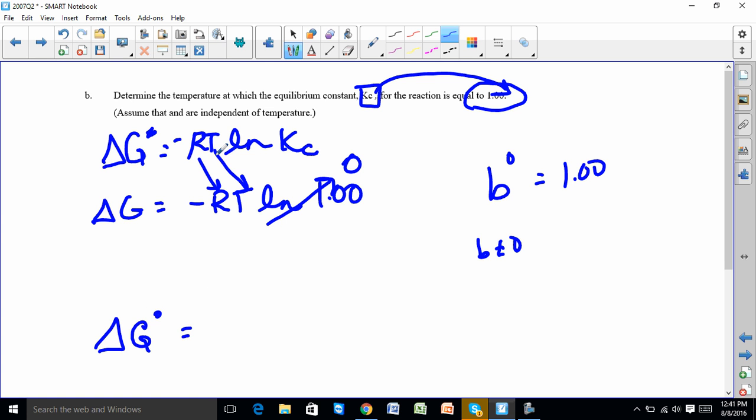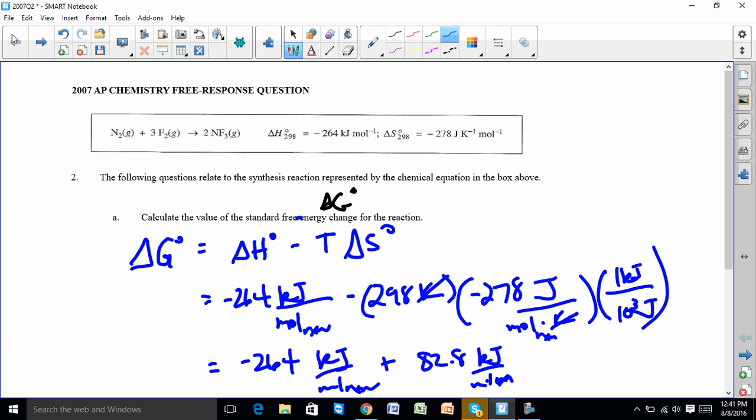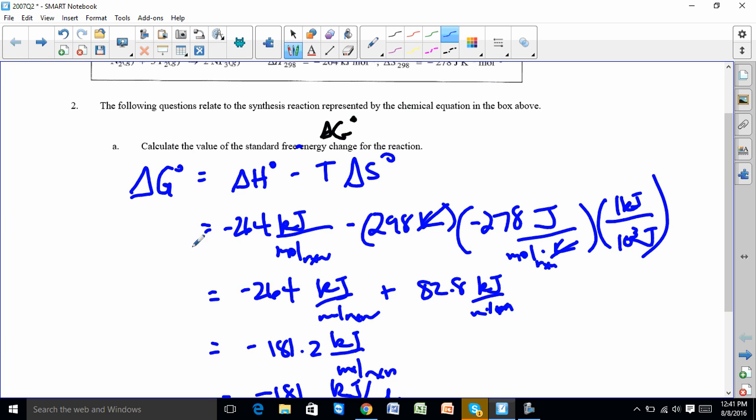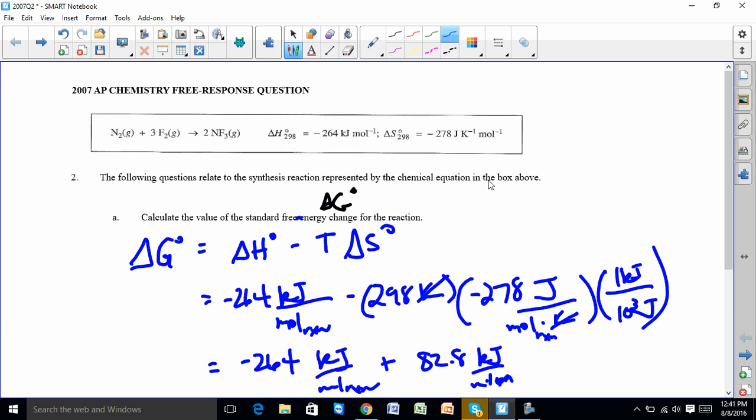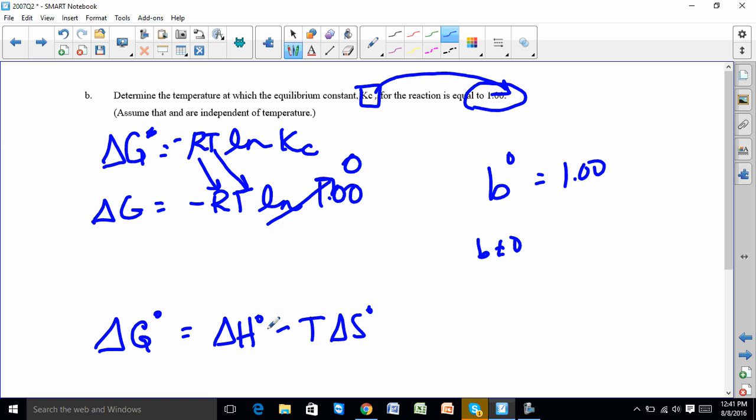And it's independent of temperature, there is a temperature at which this happens. Let me go back and just talk about this. Because here delta G is negative 181, delta G is negative. That means at this temperature, this is spontaneous. But if you remember your box stuff, which is one of the most important things on the AP exam, let me add a page here.